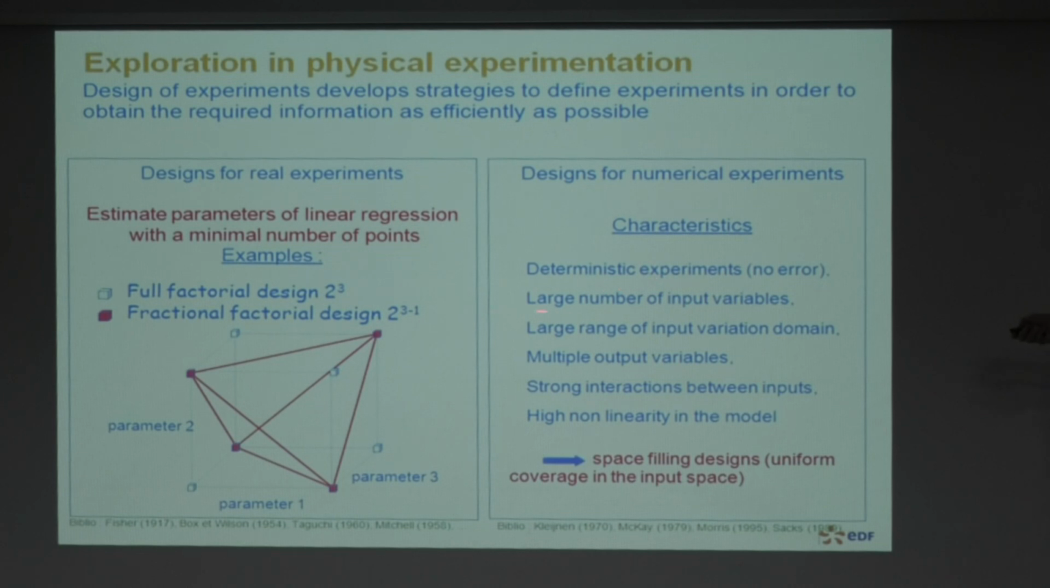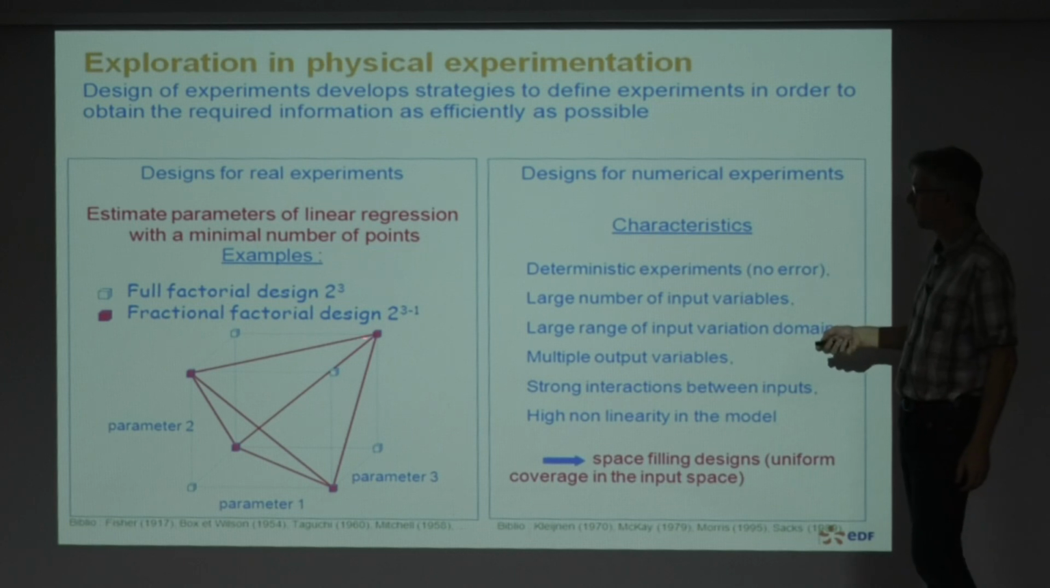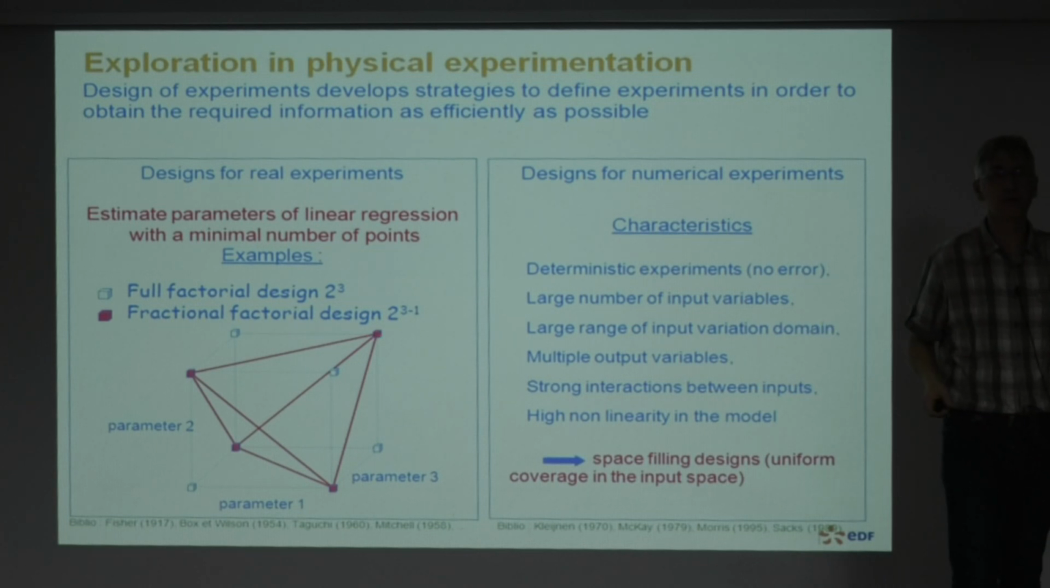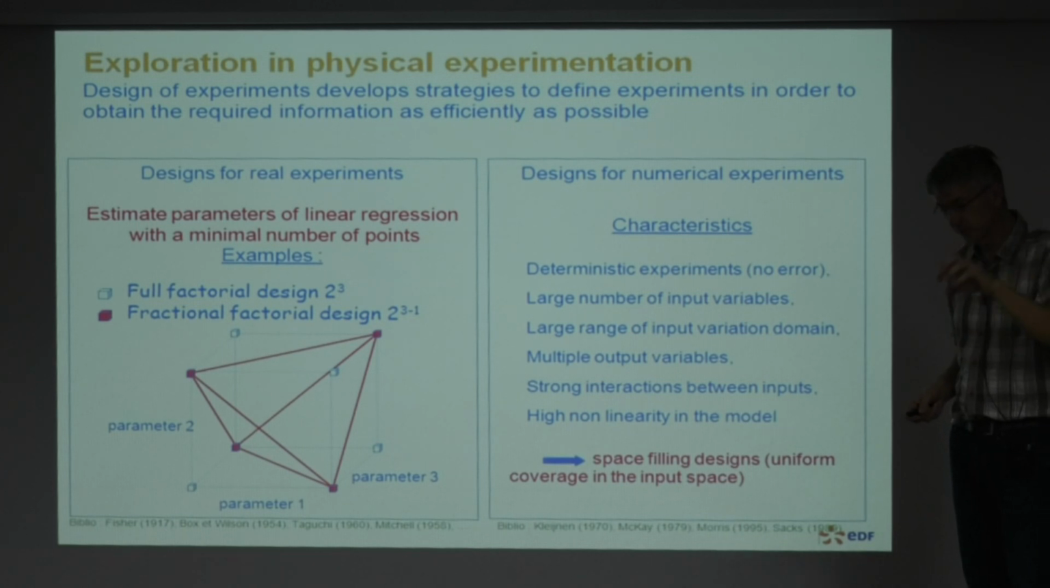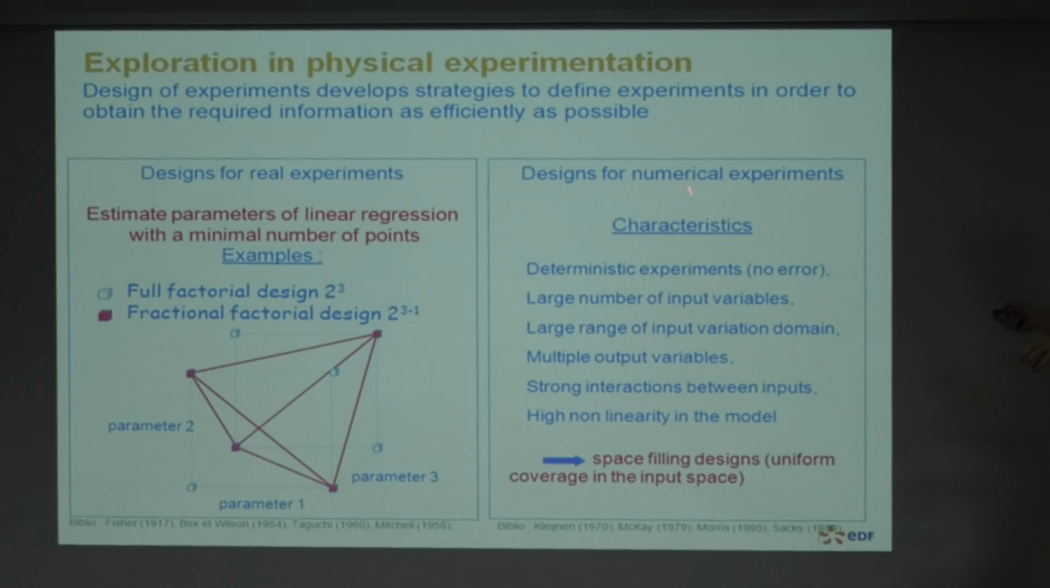So it means that it's useless to make the same experiments two times at the same locations. In the real case, it's useful, in order to infer the measurement error. It's useful to put some repetitions on the same locations. In this case, it's useless.